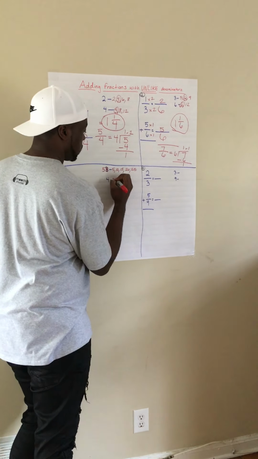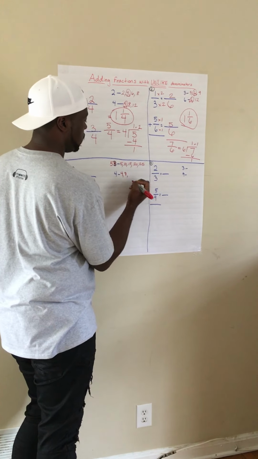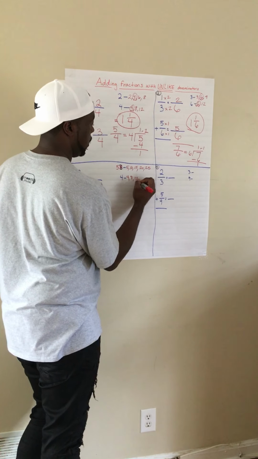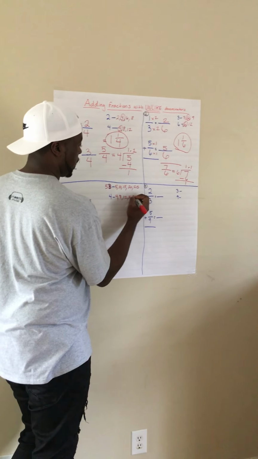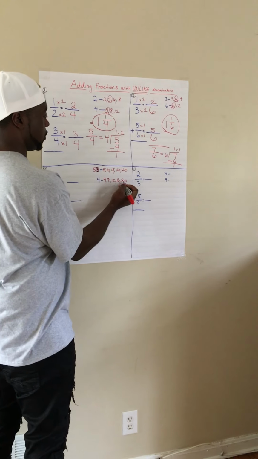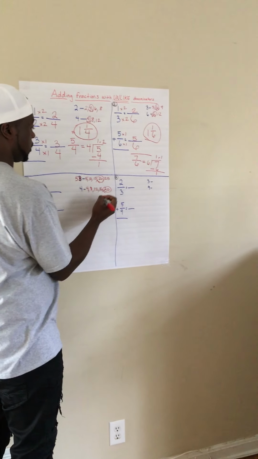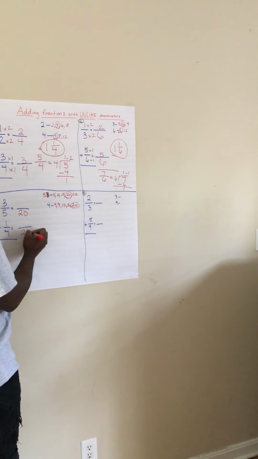4 times 1 equals 4. 4 times 2 equals 8. 4 times 3 equals 12. 4 times 4 equals 16. 4 times 5 equals 20. I'm going to stop right there because I found a common denominator, 20. And that's the least number. So I'm going to put 20 here and 20 here.